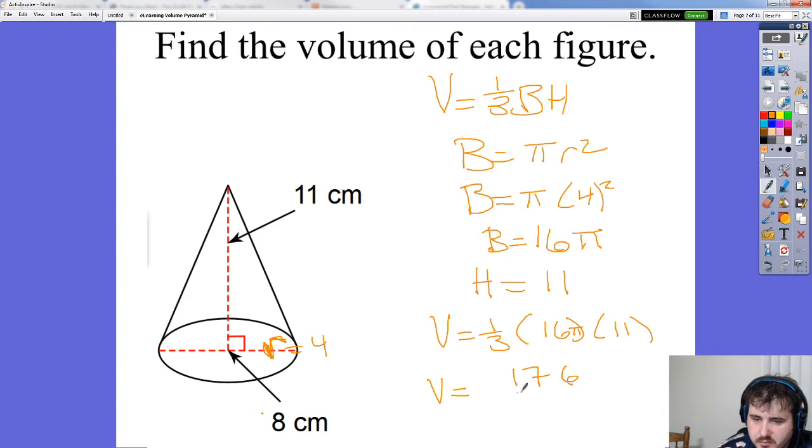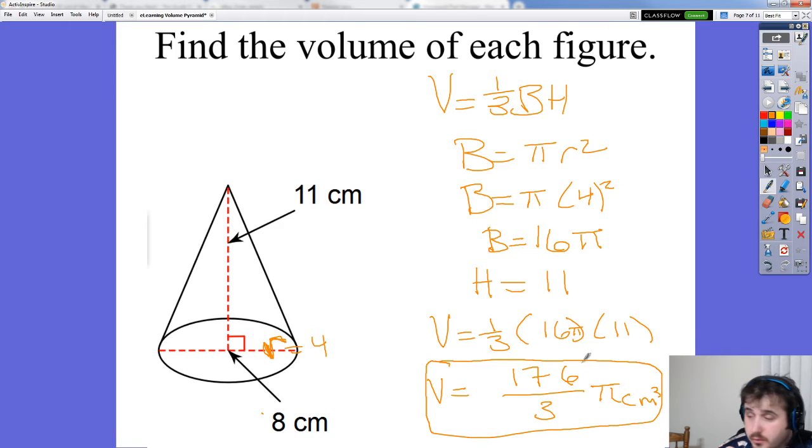Just do it like this. Don't try and be extra. You don't need a calculator for this. Maybe 16 times 11, but you don't need to divide by 3. We just want the volume of the figure. So give me this. If they ask for it to be rounded, okay, round. But if they don't, leave it like this. This is fine. And the unit's centimeters cubed, right? Don't want to forget that.